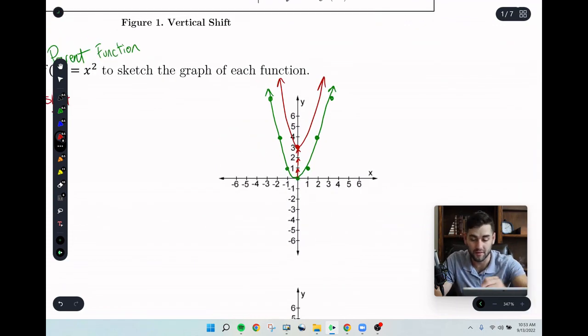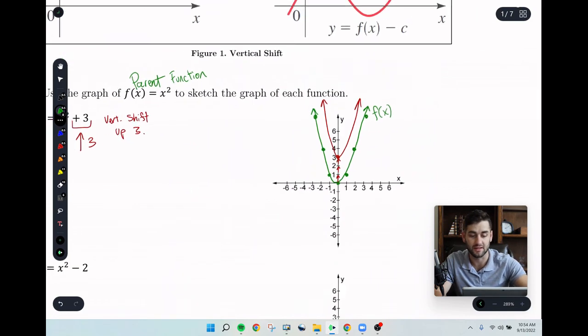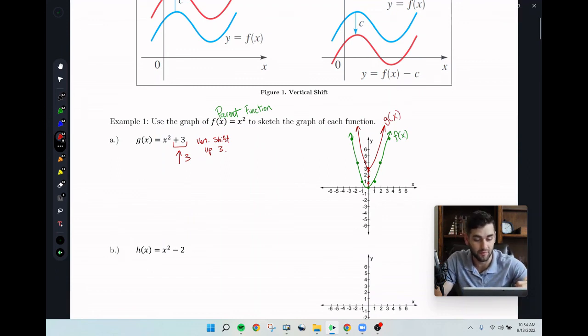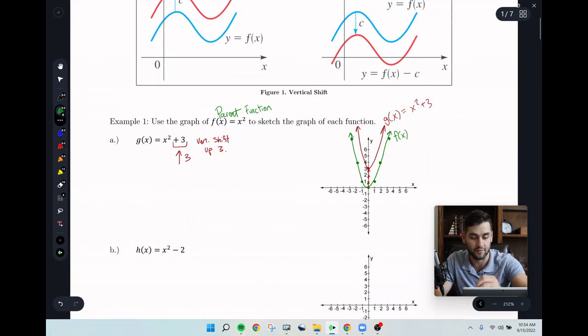I'll label them. This will be the parent function, so we'll call this f of x. And then what did they call the function in this problem? They called it g of x, is the red function. So g of x. And if you want me to write those out, that's x squared plus 3. And f of x is green, and it is the parent x squared.